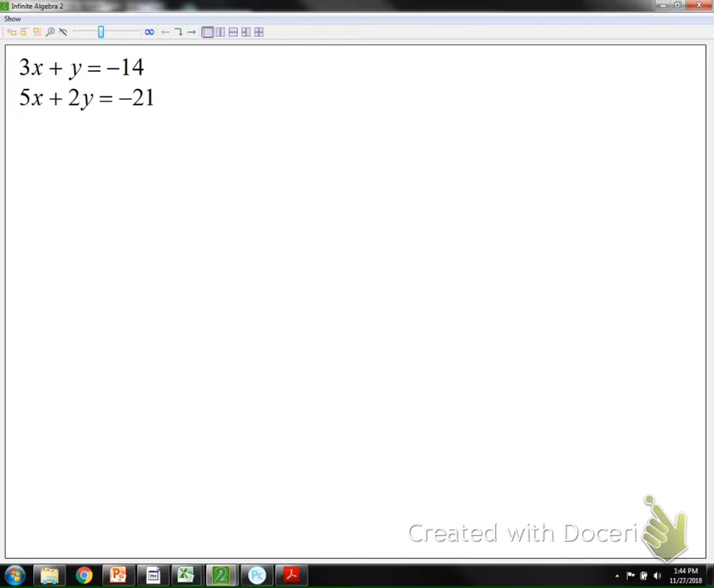This first problem is two linear functions, and the slopes are different, so we are going to have a point of intersection. We could solve by substitution, or we could solve by elimination in this problem. Tomorrow on the quiz, you'll be required to do both. So let's take this first equation and solve for y, and we get y equals negative 3x minus 14.